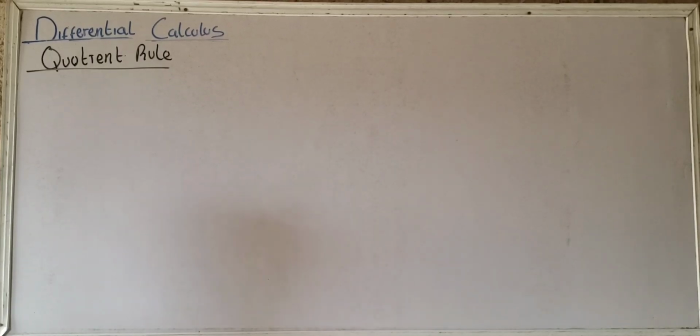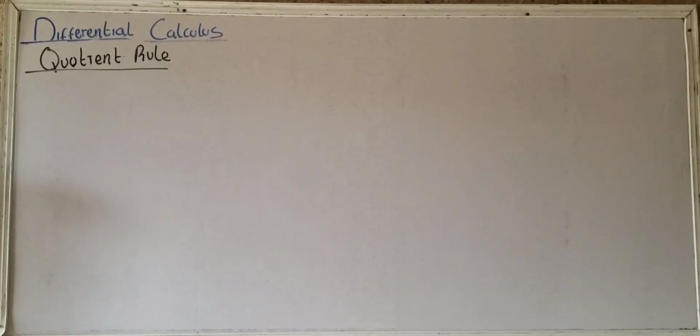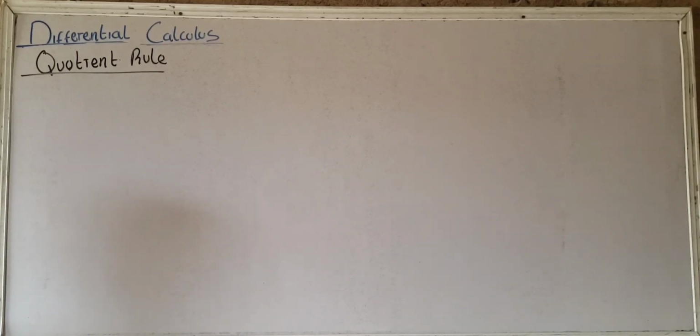In this class, we're going to talk about the quotient rule of differential calculus. What exactly do we mean by quotient rule? And when do we use quotient rule to differentiate a function? When we are asked to differentiate a function that is dividing themselves, that is, this function has two parts, one at the numerator and one at the denominator. In that case, we use the quotient rule of differential calculus.